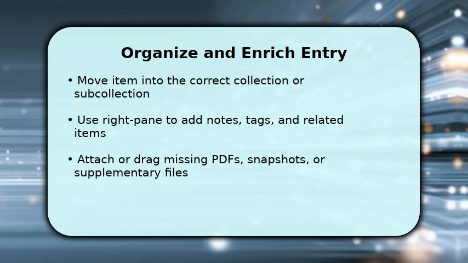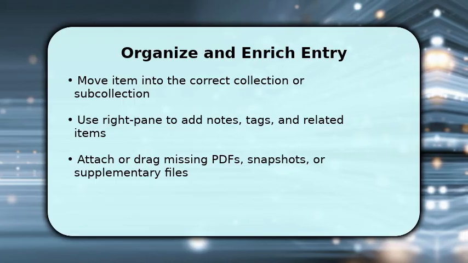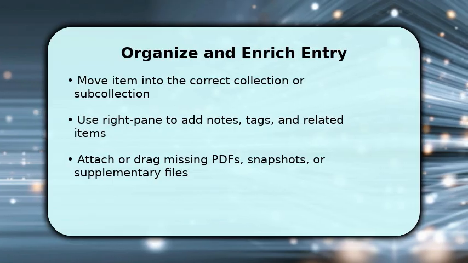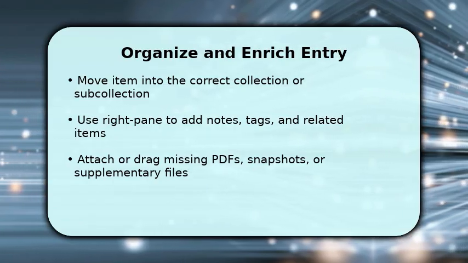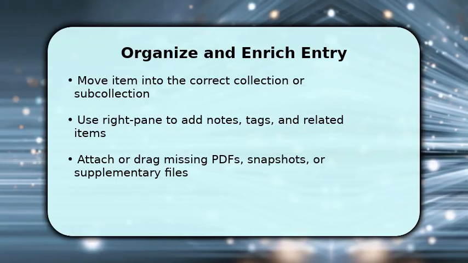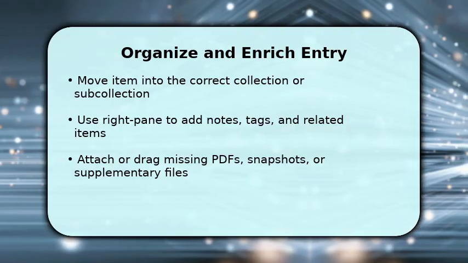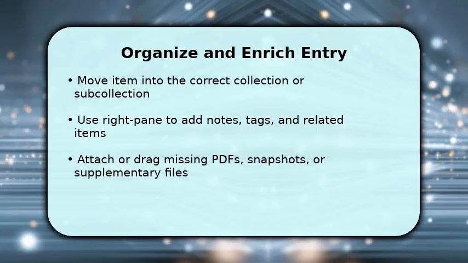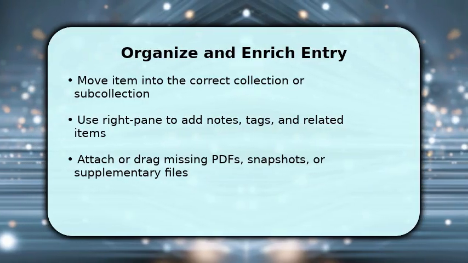You should inspect the right pane, correct author names, dates, and journal fields if the connector missed details. Add tags and a quick note to make retrieval easier later. If Zotero didn't grab the PDF, drag the file onto the item or use attach file. Also create a snapshot of the web page when you want an archived copy. That keeps context, even if the online source disappears.